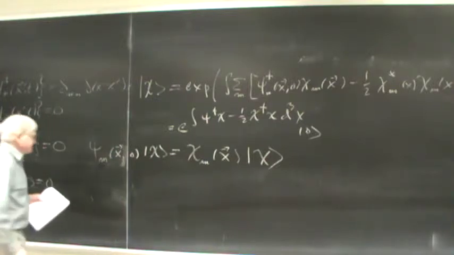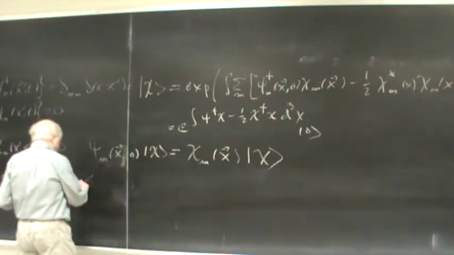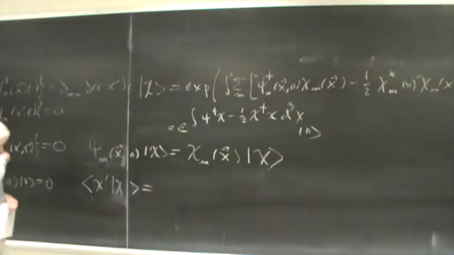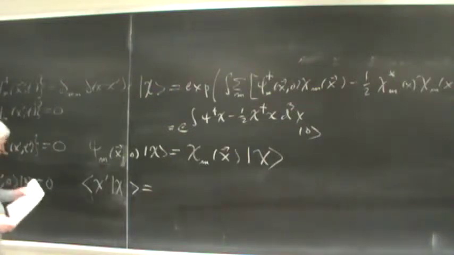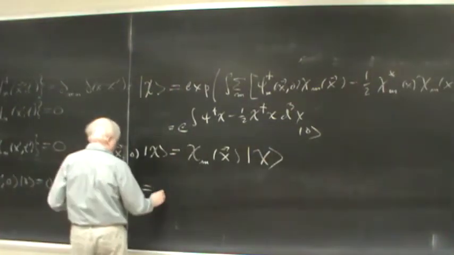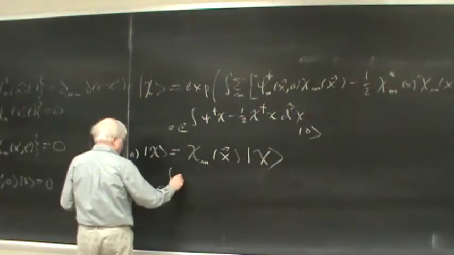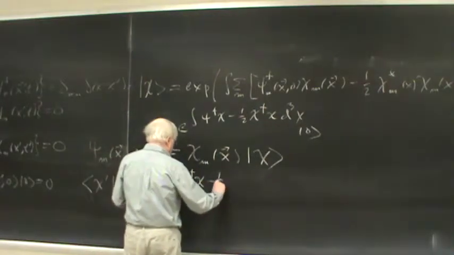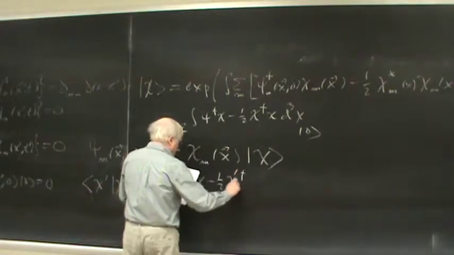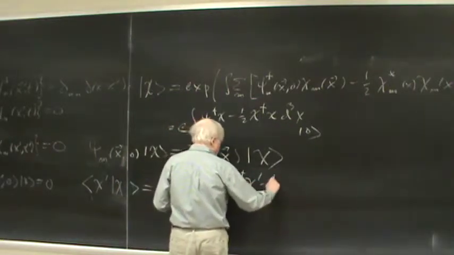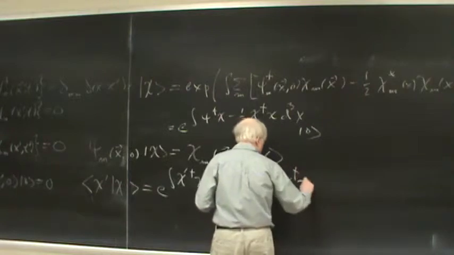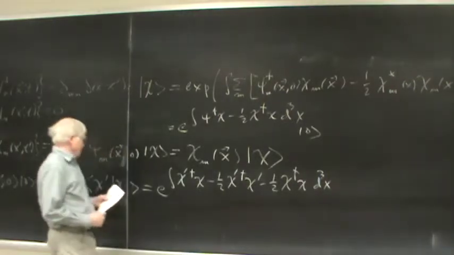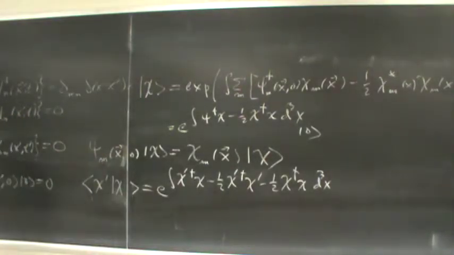Now, these things have much the same properties as for the case of one variable or a few variables. Namely, this inner product is e to the integral chi prime dagger chi minus a half chi prime dagger chi prime minus a half chi dagger chi d cubed x. So that's the inner product of two of these fermionic coherent states.